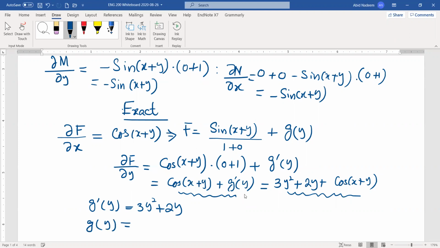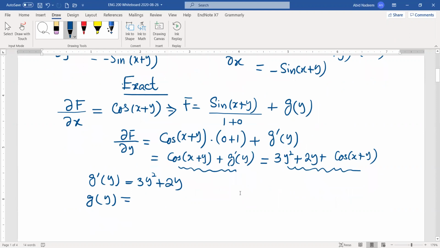So g of y will be equal to, we can integrate it with respect to y. So it will be 3y cube, 2 plus 1, and then divided by 3. Because it is a polynomial, so for polynomial, it is power n plus 1 over n plus 1. And then it will be 2y square over 2, okay? We will not add any constant because that is not needed at this moment. So y cube plus y square. So we've found the value of g of y.